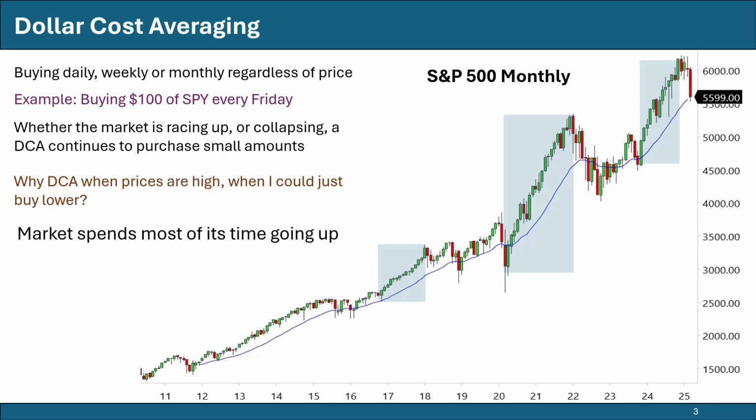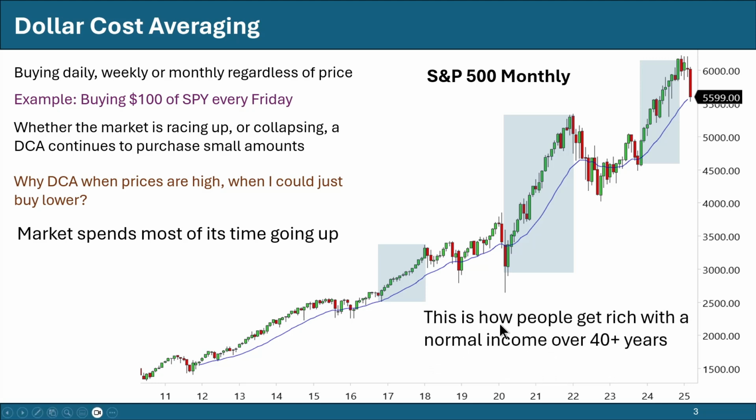But if you're buying in a market that has this bullish bias, like the S&P 500 does, technology is always increasing, our population is still increasing, there's a bullish bias to this index. And whether you're buying near the highs or the lows, that bullish bias leads us to believe the market will be higher in the future.